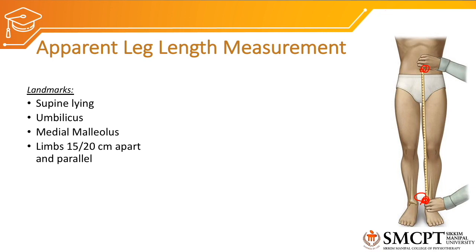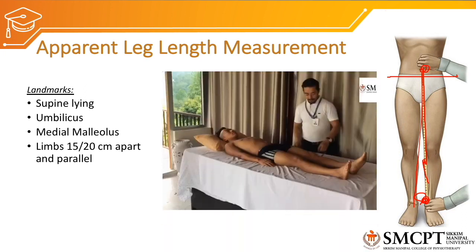So this is an easy method. We just take the measurement from the umbilicus to the medial malleolus of one limb, compare it with the other limb and see the difference. To make sure that the ASISs are aligned in position, we have to keep the two feet apart, about 15 to 20 centimeters, and parallel to each other. So let's check the video demonstration for this apparent limb length measurement.